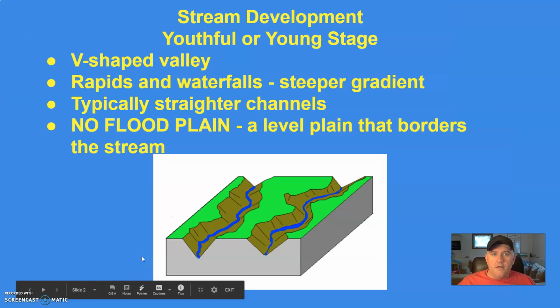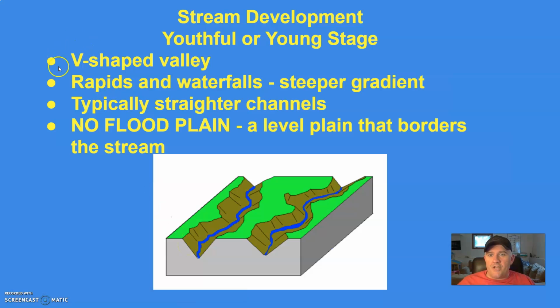Here we can see the notes for the youthful stream. We have the typical V-shaped valley that we see in all rivers and streams. So we want to remember that V-shaped valley for rivers, R-I-V-E-R-S, rivers. So the V is in there, easy to remember.